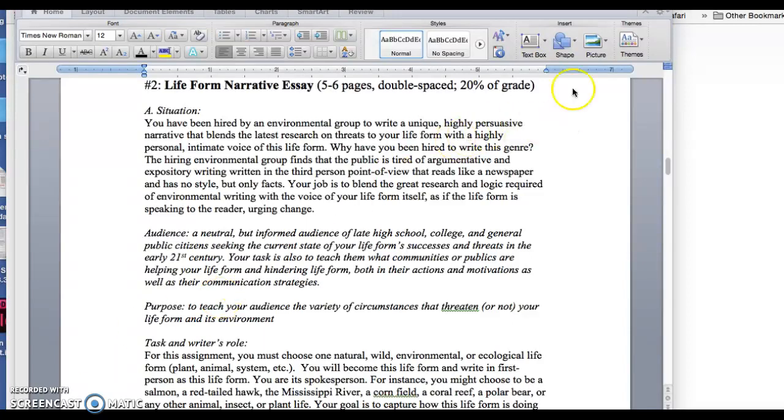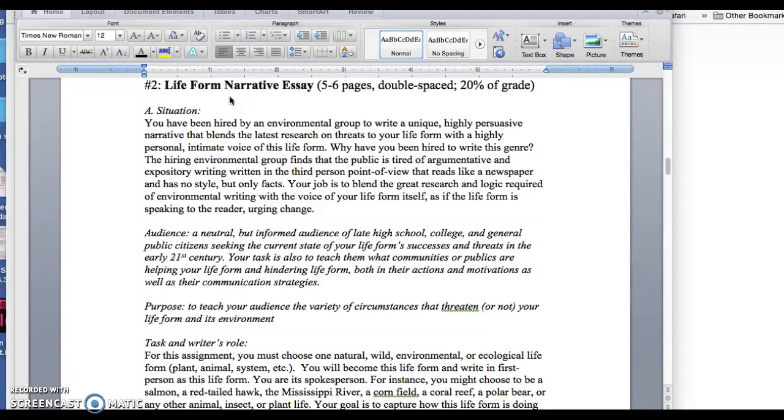We'll open up what I guess is the second half of our course, or the second unit of our course, since we have two major papers. Before we even begin the readings for this unit, we'll begin by looking at the second assignment, which will also be the last major paper for the course. And that is what I call the life form paper, or the life form narrative essay.